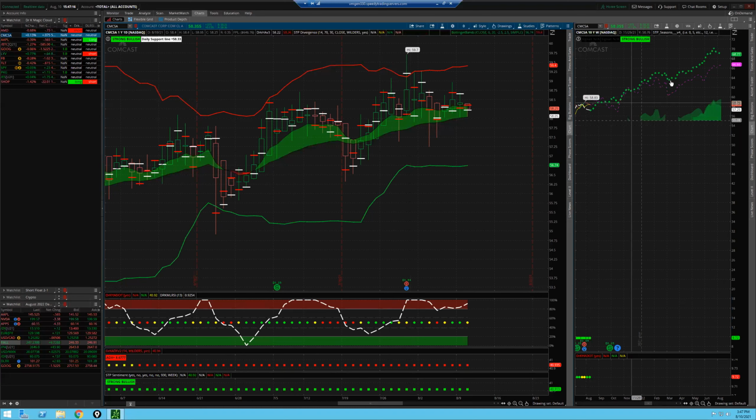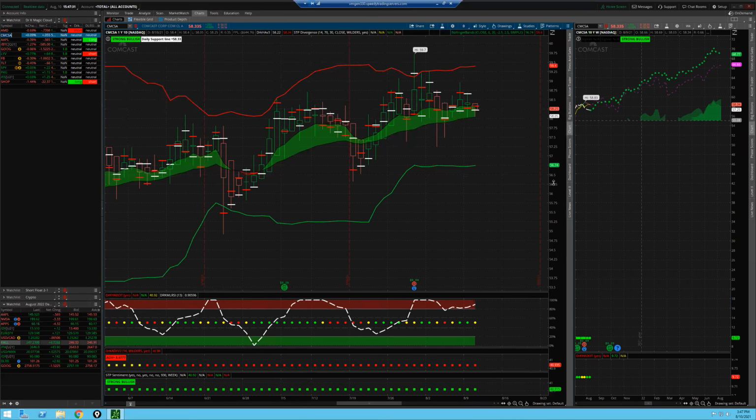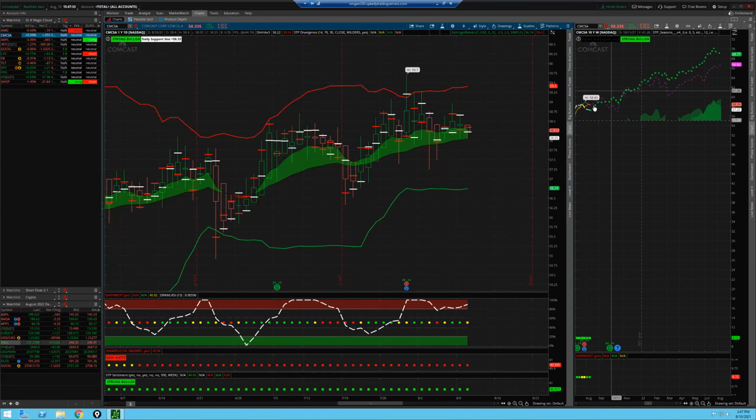Comcast, okay, so seasonality wise, it's very bullish. Daily support is at 58.33. That's part of this indicator, okay? And so you can see how it's been respecting the cloud. It wicks, comes right back out, right? Comes right back out. So institutions are buying this, folks. Okay, that's what it is. And typically they do. We know that from the seasonal indicator.